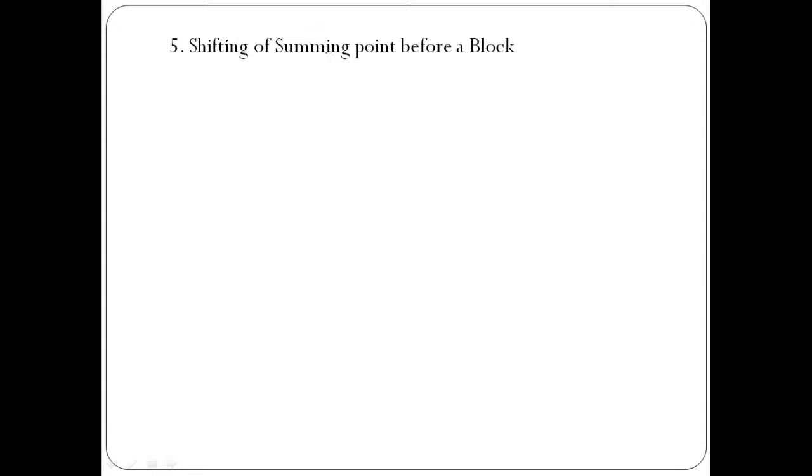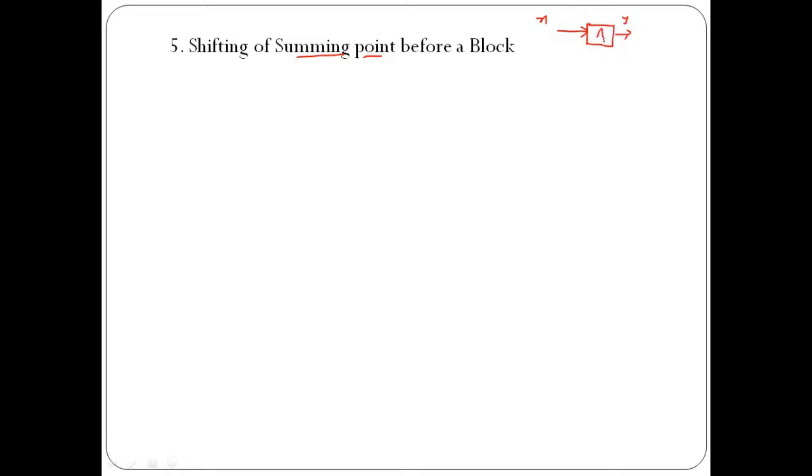So in rule number 5, we are going to discuss, suppose we have a summing point, and we shift that summing point before a block. That means suppose we have a system in which we have a block, and to that block we apply some input in the form of x, and it is going to generate some output in the form of y.